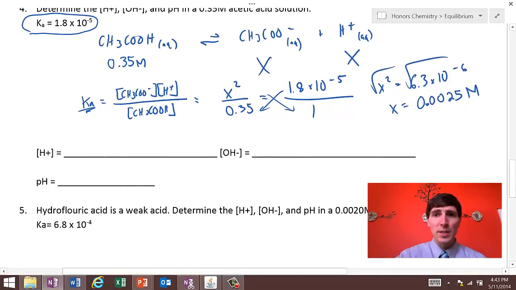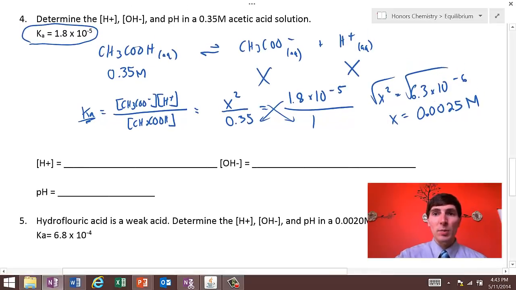Okay, so let's do this last step. We just solved for what x was, which turned out to be my H plus concentration. Let's go ahead and put that in there: 0.0025 moles per liter. Now the next question, now we're going to use some of those pH equations to go back and forth. That little table would be helpful.